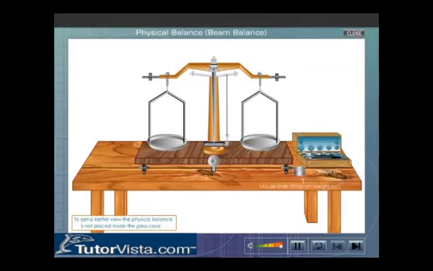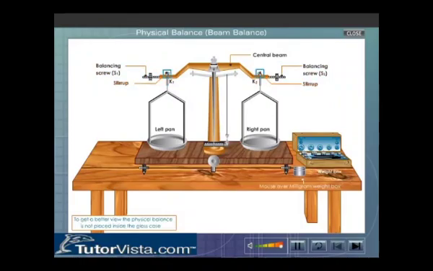A physical balance or a laboratory balance consists of a central beam made of brass or aluminium, at the ends of which are fixed two balancing screws S1 and S2 for fine adjustment. Two knife edges, K1 and K2, are fixed in upward position on which rest stirrups, which act as scale pan suspension supports. In the middle of the beam, there is a central knife edge, which points vertically downward.